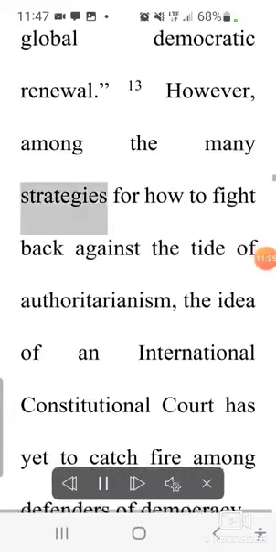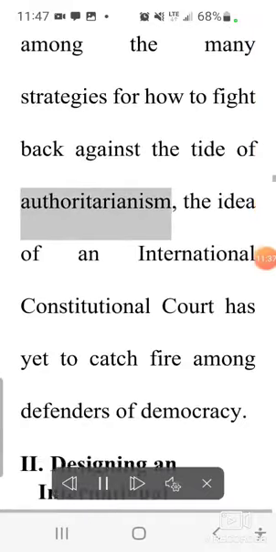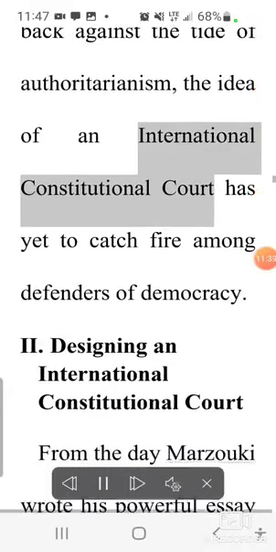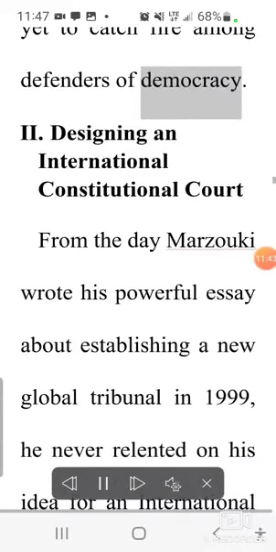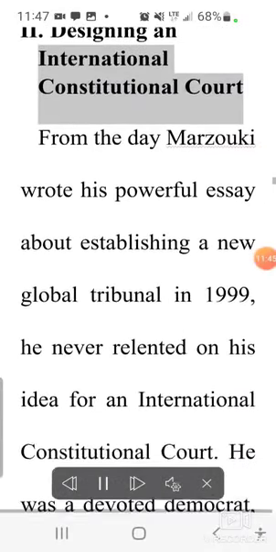However, among the many strategies for how to fight back against the tide of authoritarianism, the idea of an international constitutional court has yet to catch fire among defenders of democracy. Designing an international constitutional court.